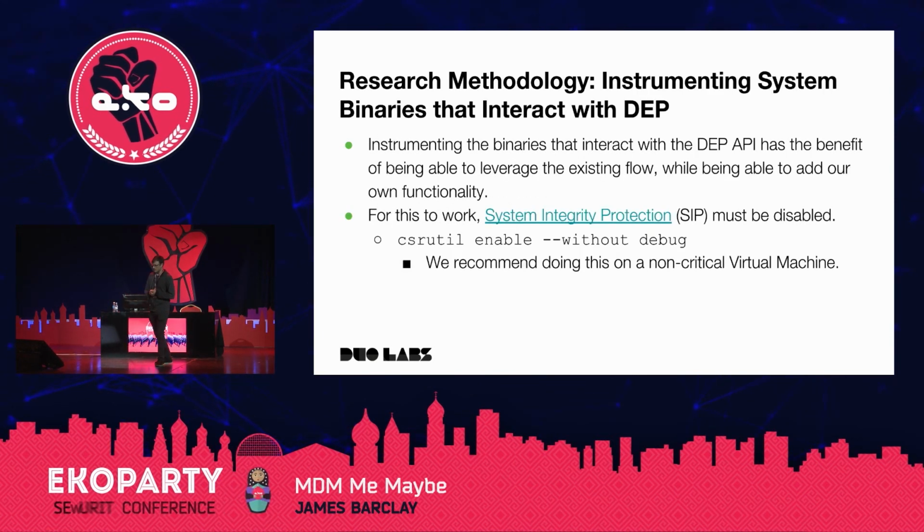So lastly, we looked into instrumenting the system binaries that directly interact with the DEP API. This has the benefit of being able to leverage the existing flow or infrastructure, and with just adding our own little bit of functionality right before the payload is signed. It's worth noting that for this to work, because Cloud Configuration D is a protected binary under System Integrity Protection, or SIP, it needs to be disabled. We recommend doing this on a non-critical virtual machine because SIP is actually a pretty useful security feature.